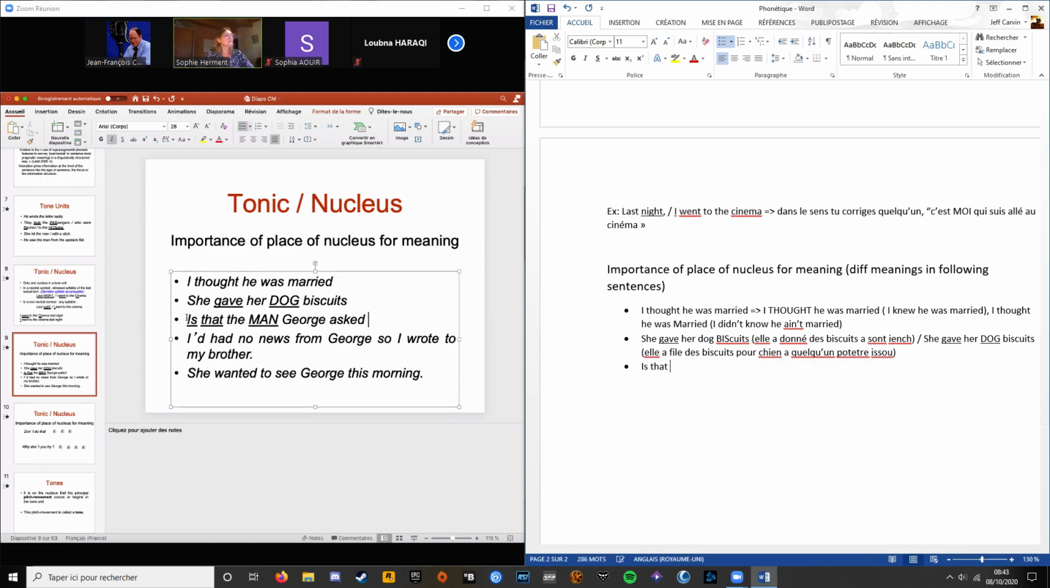And you can imagine here you'd have this punctuation, okay? Is that the man George asked? Okay, and no accents here. It's de-accented, pronounced on a low tone. So my melodic movement here is on man. Is that the man George asked? Okay, or you could have this. Is that the man George asked?